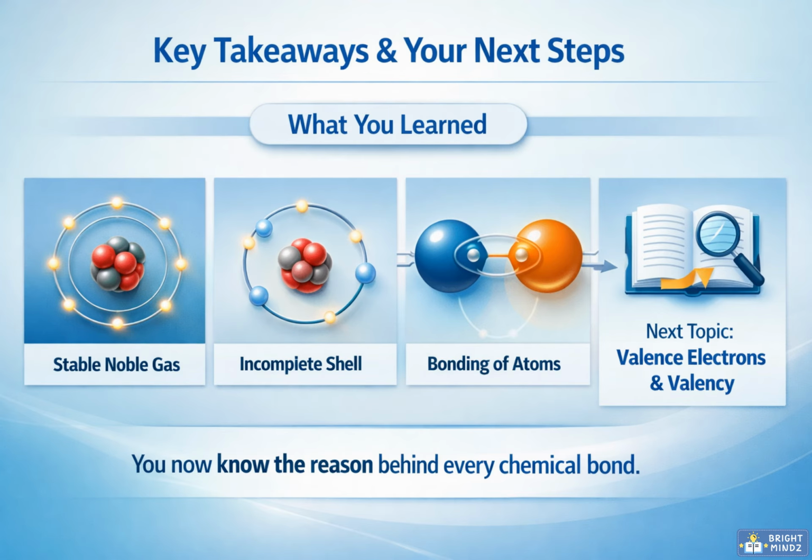Let's lock in the main idea. Chemical bonding happens because atoms become more stable. Noble gases are already stable because their outer shells are complete. Most other atoms have incomplete valence shells, so they lose, gain, or share electrons to reach a stable arrangement. Next, we'll use this foundation to understand valence electrons and valency.